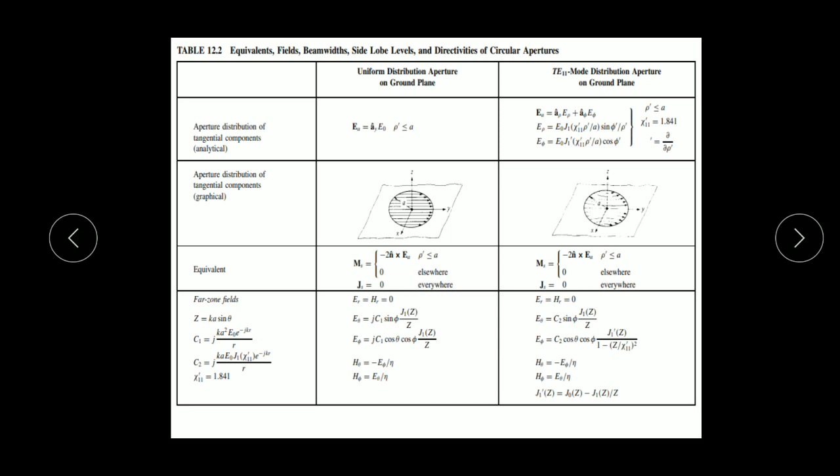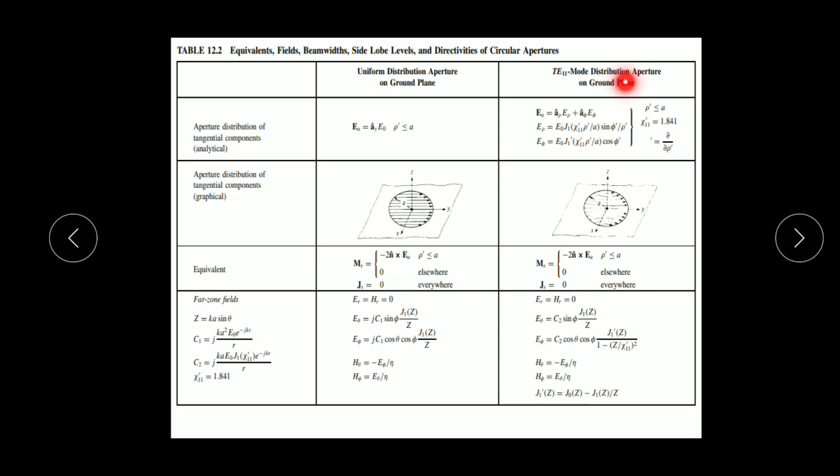First we discuss the uniform distribution aperture on a ground plane. This is the aperture design on the ground plane. The electric field is constant, uniform over the structure. In that case, the electric field in the direction of y is constant for rho less than or equal to the radius of the aperture. Then we have this condition for the TE11 mode distribution aperture on a ground plane.